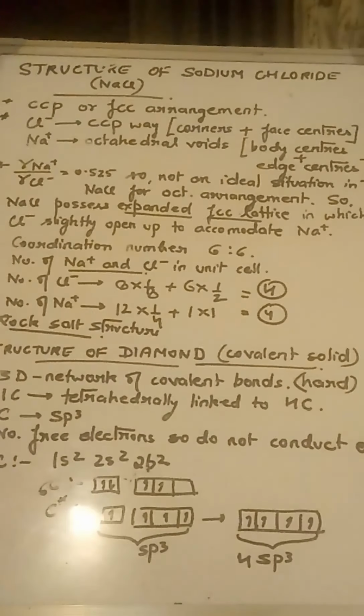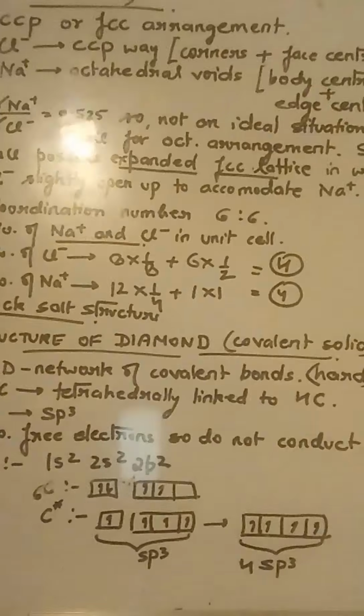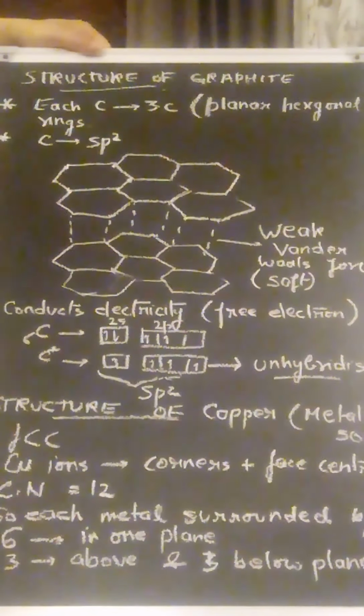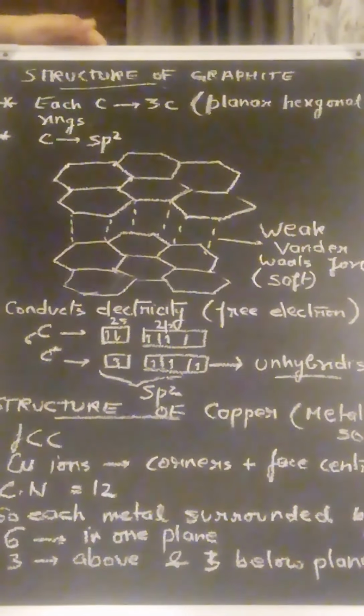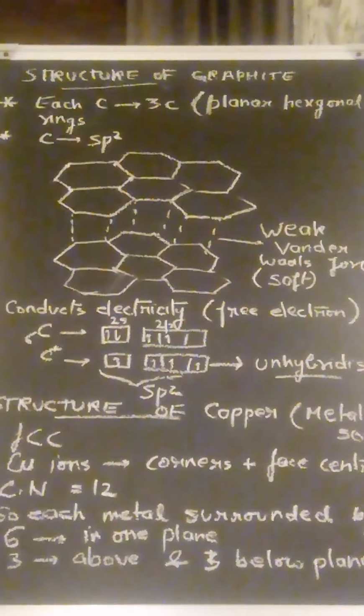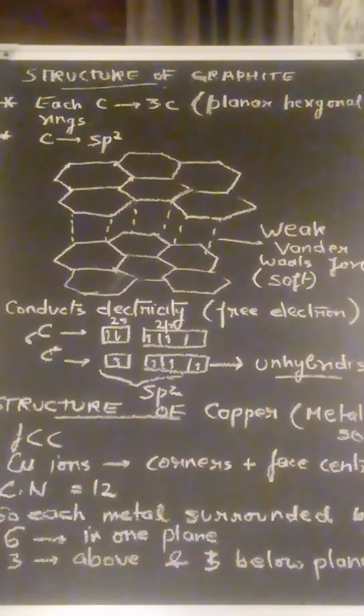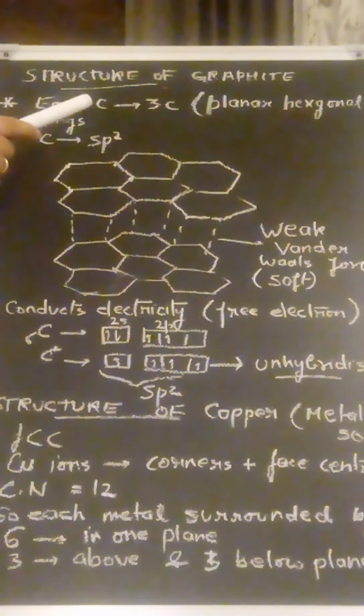So this is about the structure of sodium chloride and diamond. Let us come to the structure of graphite. Now the next is the structure of graphite. Graphite is also an allotrope of carbon, so it is made up of carbon. But what is the arrangement of carbon here? It is different from diamond. Each carbon in graphite is attached to 3 other carbon, while in diamond each carbon is attached to 4 other carbon.